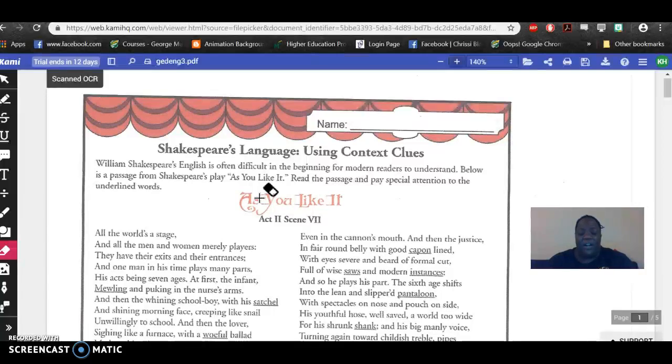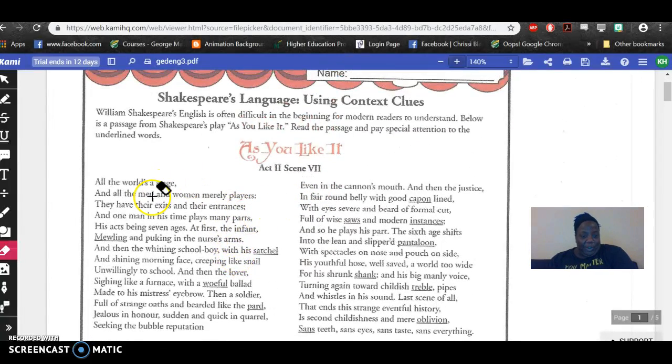So I'm going to go over maybe two of these with you, and then I'll leave the rest for you to do for practice, and we can go over it on Saturday, okay? So this is from As You Like It, Act 2, Scene 7. That's what it says right here. All right. I'm going to go ahead and read until I get to the first underlined word, and then we'll take a look at the first question.